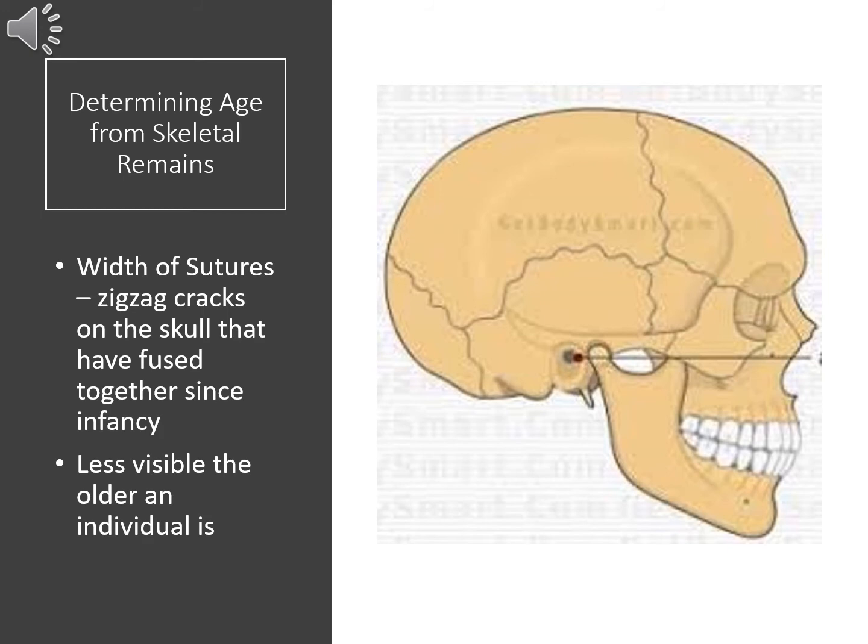And so if a particular body under examination has notably visible zigzag cracks, then it's a younger person. If it's almost invisible zigzag cracks, then it's an elderly individual who's had a long time for those fused lines to become less and less visible.